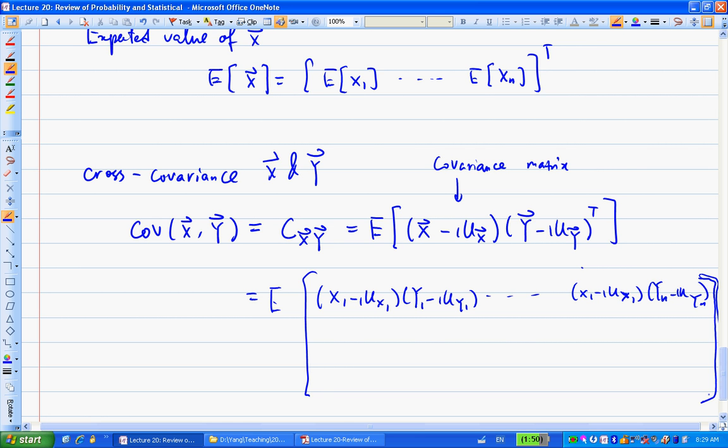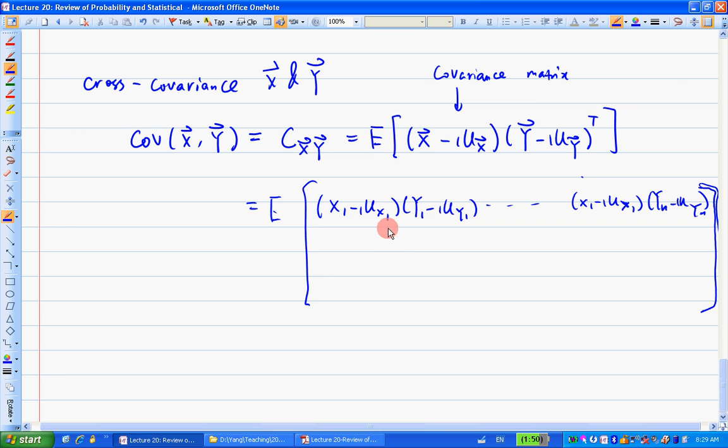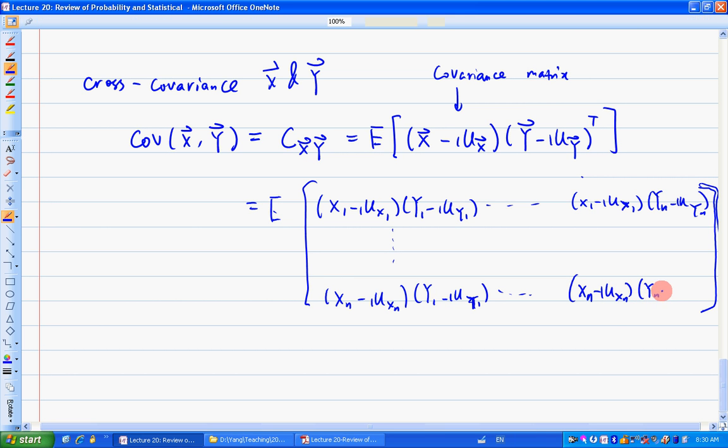And then up to the last row, that'll be xn minus mu xn times y1 minus mu y1, and up to xn minus mu xn times yn minus mu yn. All right. So that's the cross covariance. That's the covariance matrix between x and y.